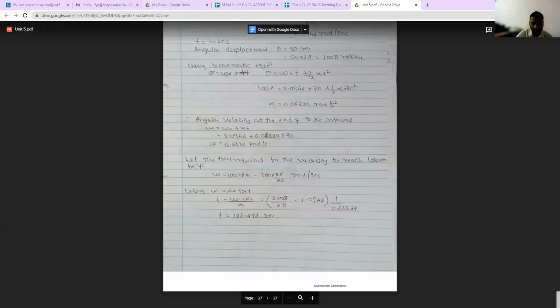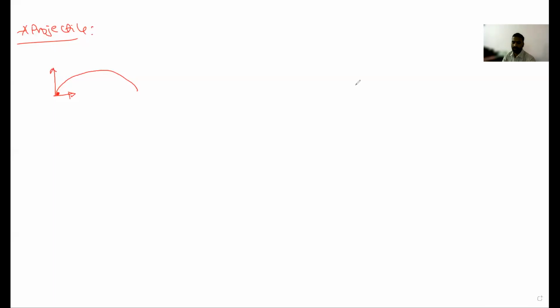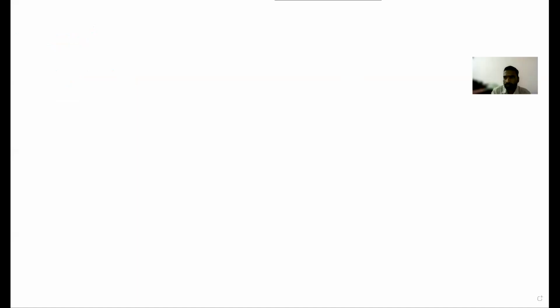Now I will go on to what we started in the last class, that is on the projectile. In projectiles, we have seen some of the important definitions. Projectile we have seen, correct? What are the important terms that we have seen?